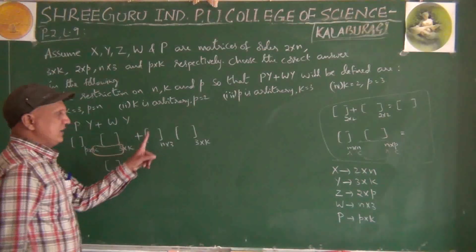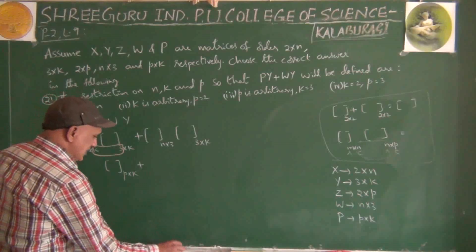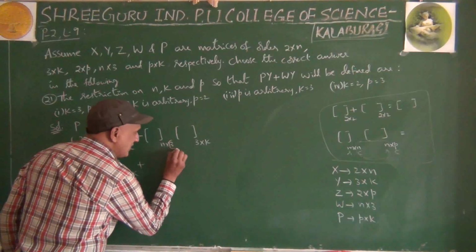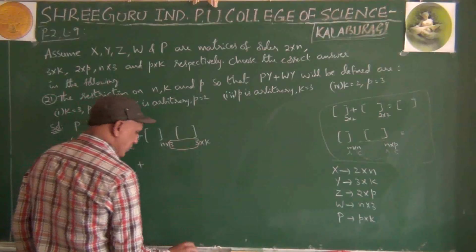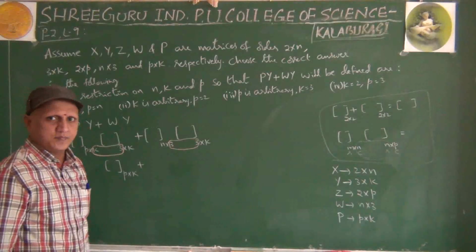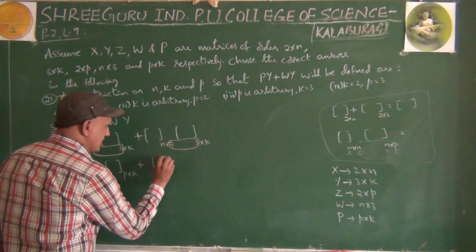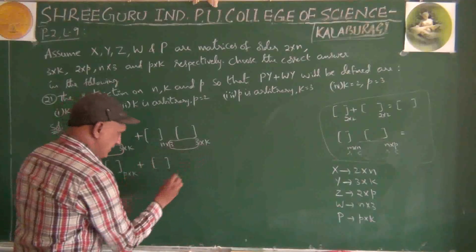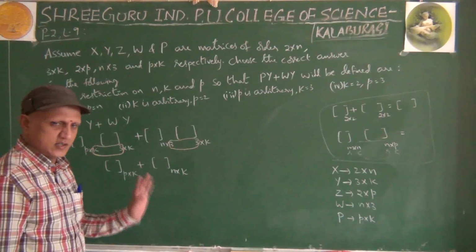Again, multiplication of two matrices. When is multiplication possible? If the number of columns for the first matrix and the number of rows for the next matrix are the same, then only multiplication is possible. Yes, both are the same. Here is 3, here also 3. This matrix into another matrix will be some other matrix. What is the order for this matrix? N by k. Right? Understood?